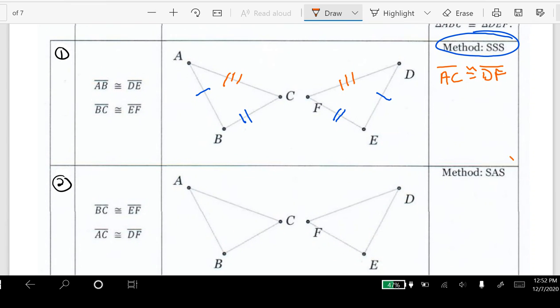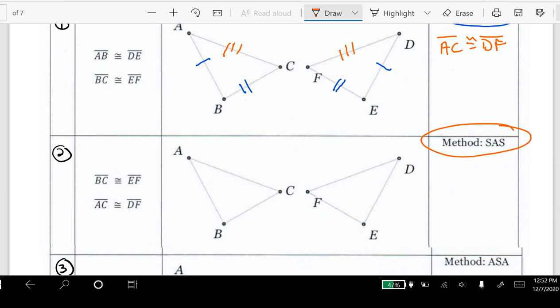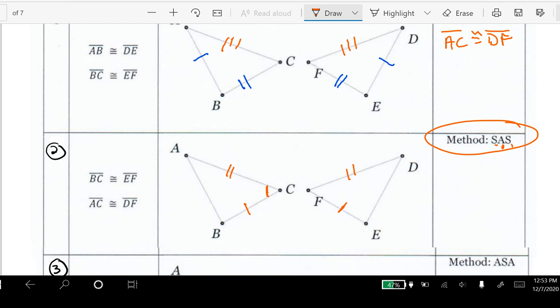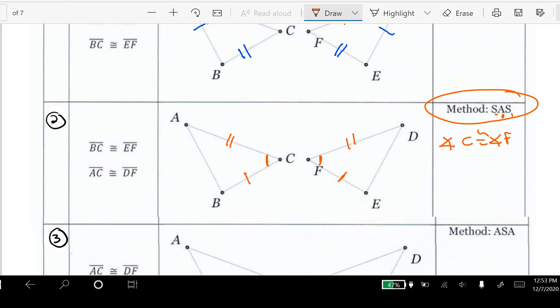For number 2, I need SAS. So I need my side, angle, side. And for number 2, I would have BC and EF. And I'm given AC and DF. So for it to be side, angle, side, I already have the two sides. I'm missing the angle. Now, I need to know that by side, angle, side, the angle has to be in between the sides. So my angle in particular is going to have to be angle C here and angle F here. So I would need angle C is congruent to angle F to have side, angle, side.